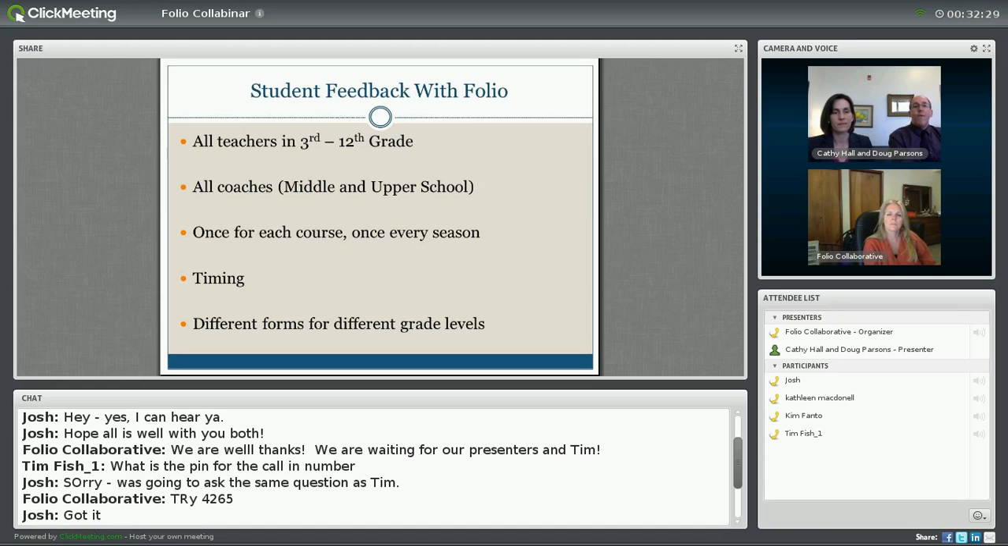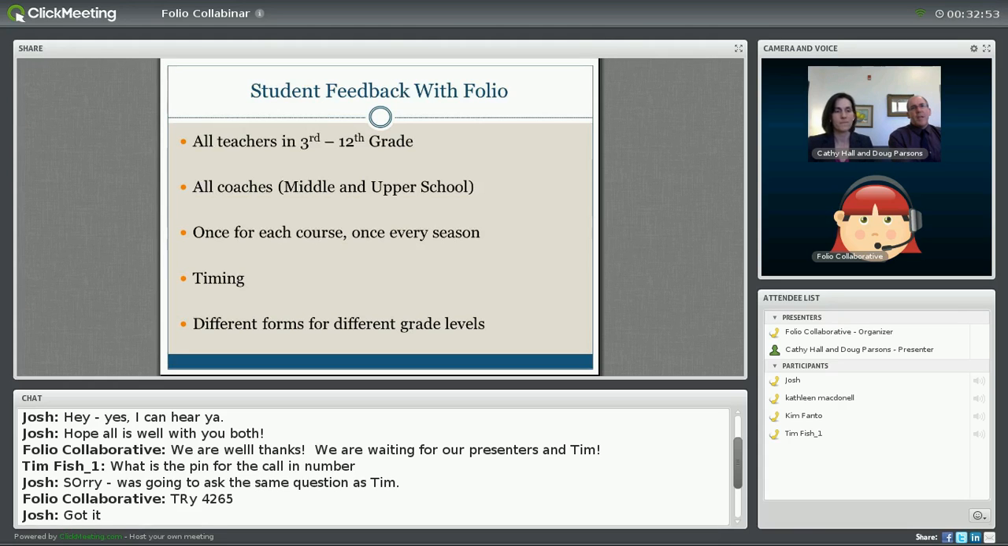For full year courses, middle school does their student feedback pretty much right in the middle of the year, January and February. Upper school does it a little bit later. We do student feedback in March and April. In fact, we just extended a deadline, so it's actually going to go on even longer, until the end of April.